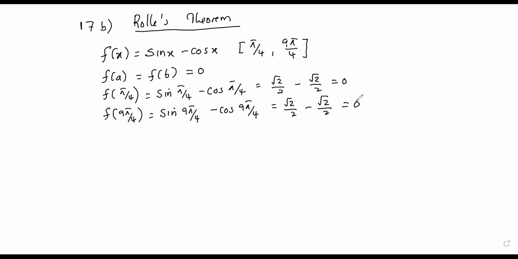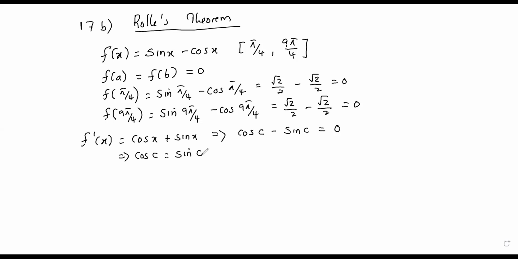Then what next? We can go on and differentiate. We'll get cos x plus sin x. And then we substitute c and c there, as we equate to 0. Now we need to find these values. So we'll have cos c equal to sin c.